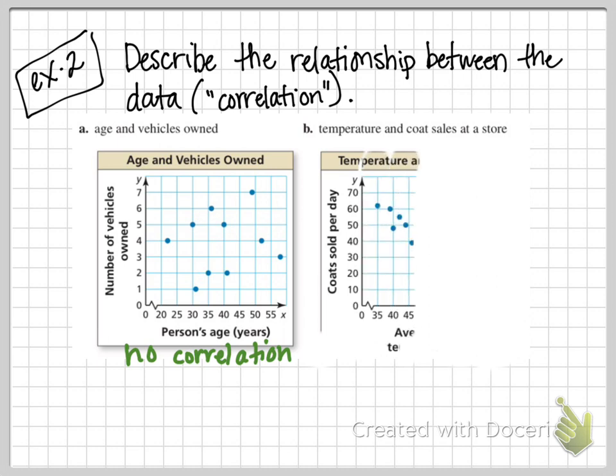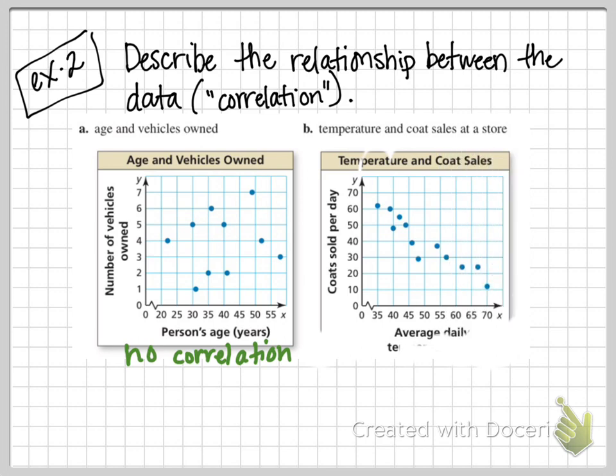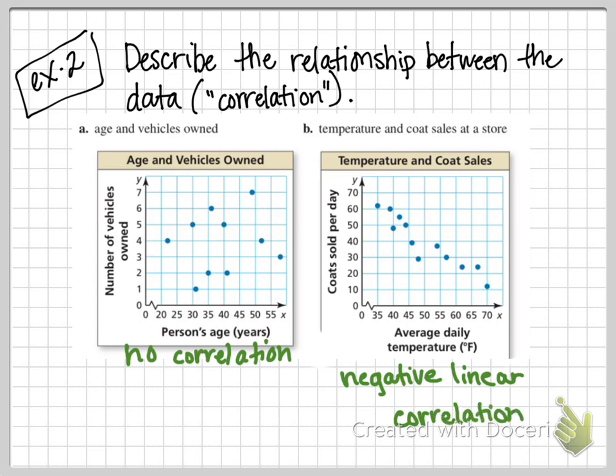So let's see if our prediction is correct. Wow. Yay. So how would we describe this? Negative linear correlation. Yep. And specifically it's negative linear because it's in a line. As the temperature increases, the number of coats sold decreases because it's getting warmer. Okay? So describing correlation is just giving a name to the pattern in the data.